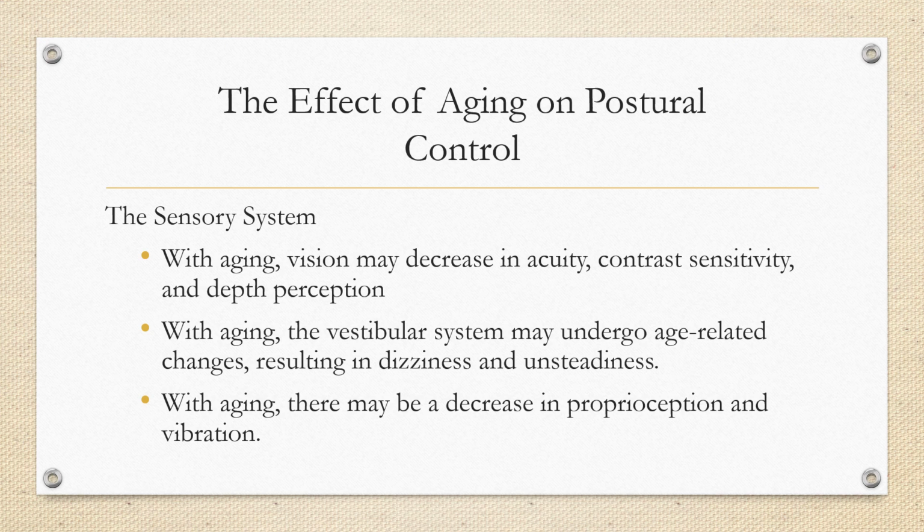And the sensory system, with aging, the vision is going to decrease most of the time in acuity, contrast sensitivity, and depth perception. With aging we also see vestibular system changes, dizziness and unsteadiness in some of our patients, so making sure that we're asking about those kinds of changes, whether it be dizziness, ringing in the ears, especially if a patient isn't sure why they get off balance or why they might fall, making sure that we're assessing this. And then you also can get a decrease with aging in proprioception and vibration sense.